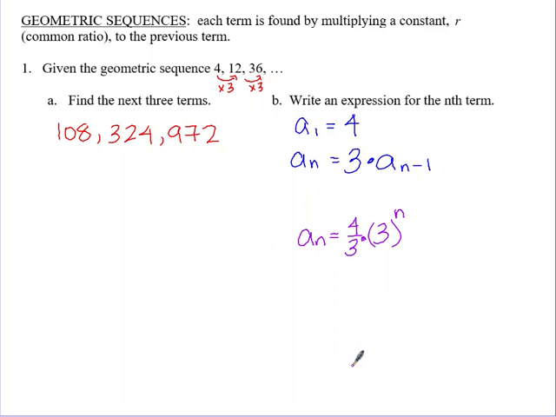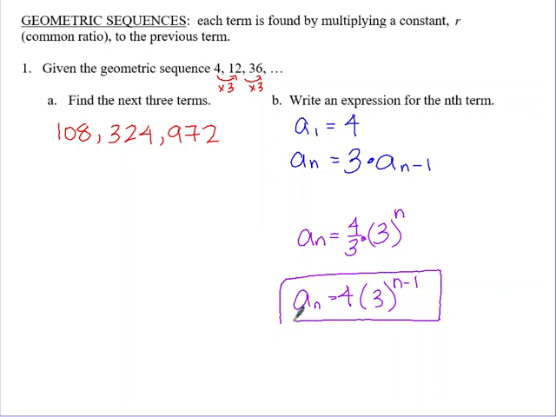The more common way of writing a geometric sequence is you have your first term times your common ratio to the n minus 1 power. All 3 of these rules, both the recursive and the 2 different explicit rules, do accurately describe our sequence. But the third one is probably the most common.